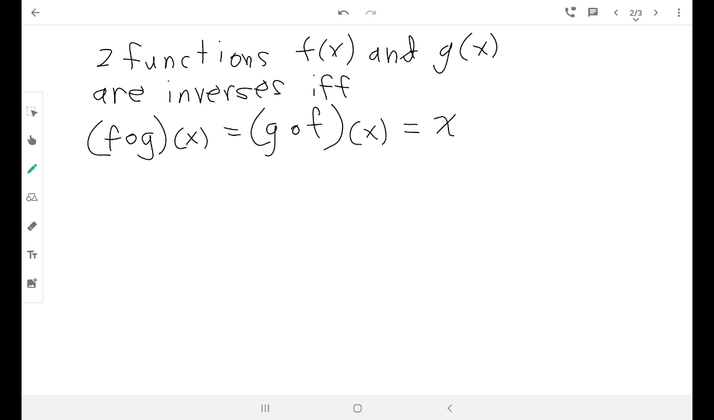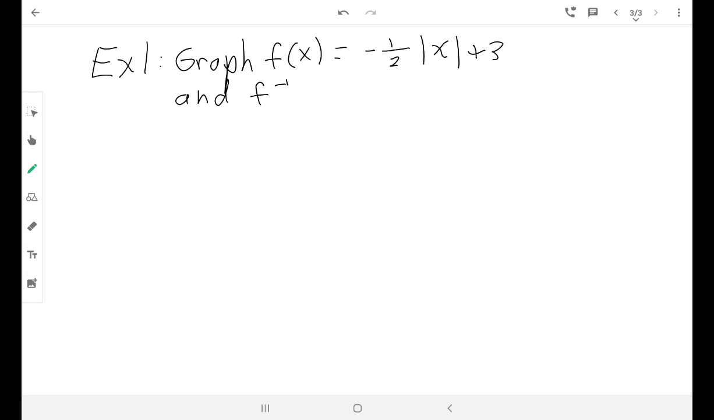Okay, so one of the things that this allows you to do is to graph inverses without even knowing their equation. Okay, so let's start a new board here, and let's do our first example. Example 1. Let's graph this function, f of x equals negative 1/2 times the absolute value of x plus 3 and its inverse, F inverse, using tables. Okay? And the tables thing is going to be really important and helpful to us.